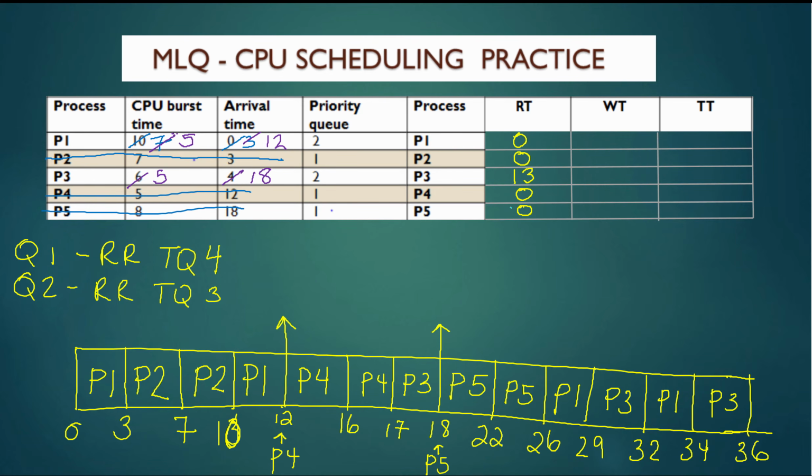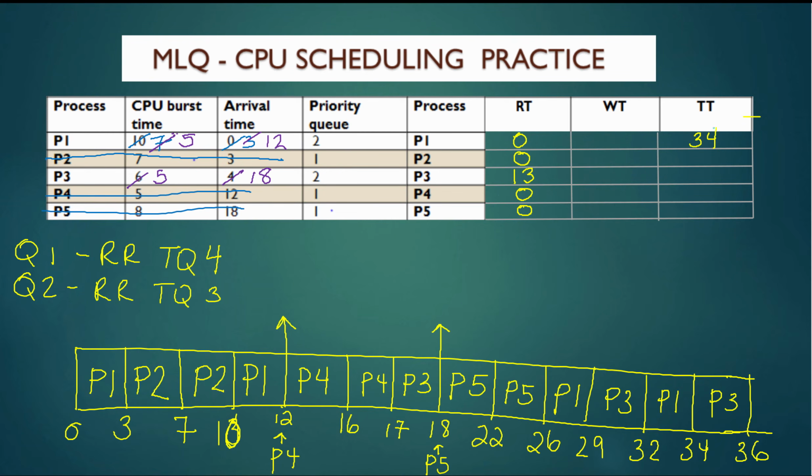Then to get the turnaround time, you go to the last entry and you subtract the arrival time. So P1 finished at time 34, so therefore P1's turnaround time is going to be 34 since P1 arrived at time 0.